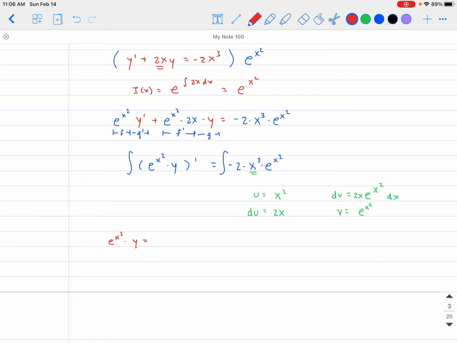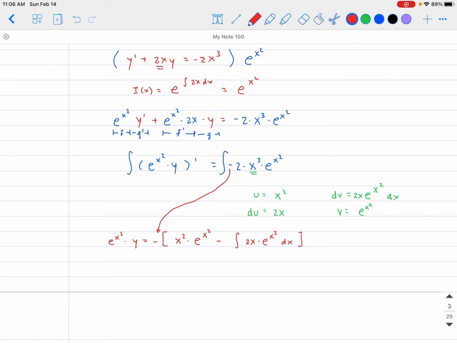So that is going to be, oh, and there's a negative over there too. So let's go ahead and factor out the negative first just to make it a little bit easier. So this guy is from here. You're supposed to get x squared multiplied by e to the x squared, so that's the uv part, minus the integral of v du. So that's going to be 2x times e to the x squared multiplied by dx.